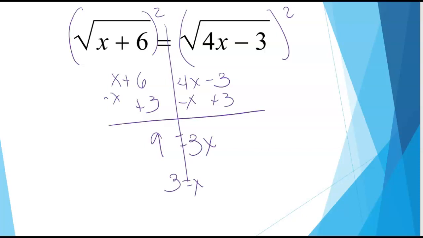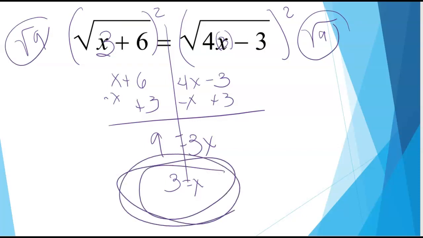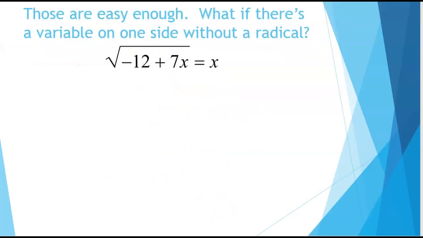Okay, so if we go back up here, the square root of 3 plus 6, the square root of 9, that is, right? And over here, 4 times 3 is 12. 12 minus 3, that's the square root of 9 as well. Yep, we've proved it. This is the answer. Okay? So those are easy enough.